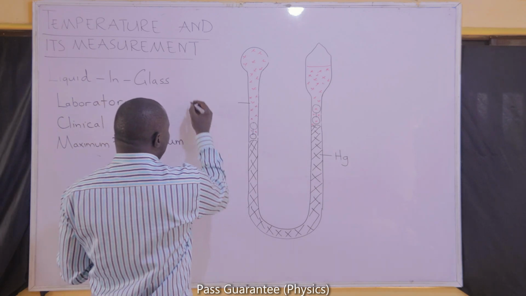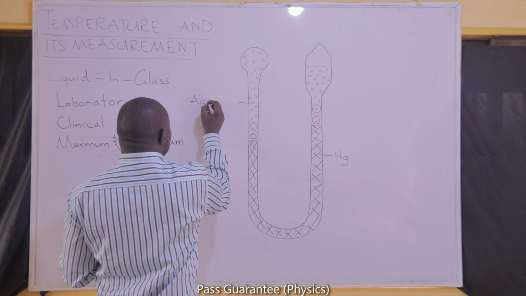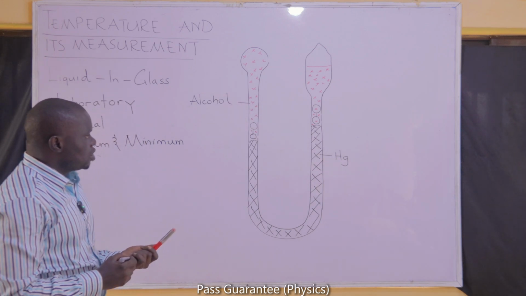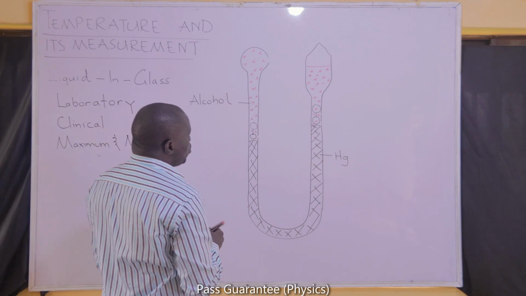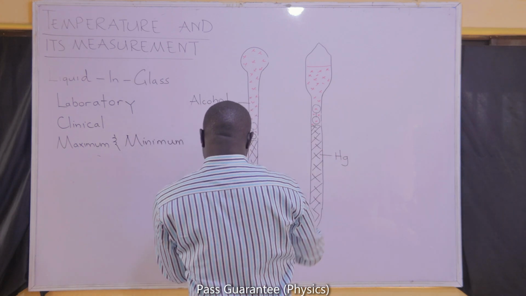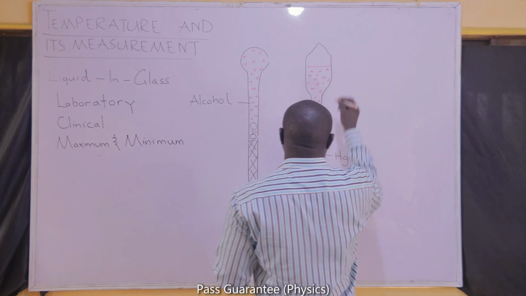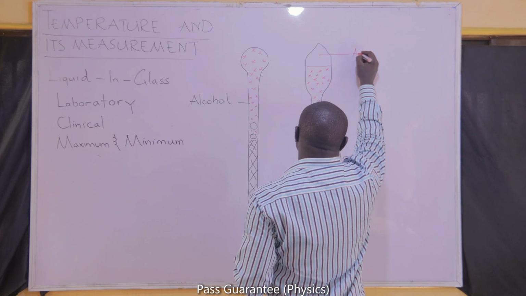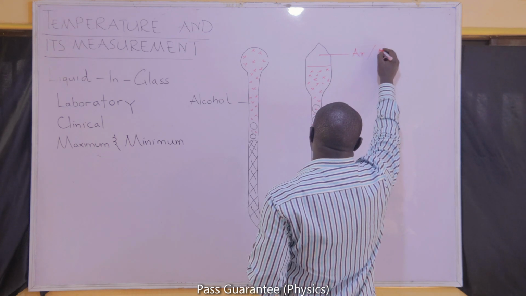So we have alcohol and we have mercury. We also have alcohol vapor on this other part. This is alcohol vapor or air. You can have air here or alcohol vapor.